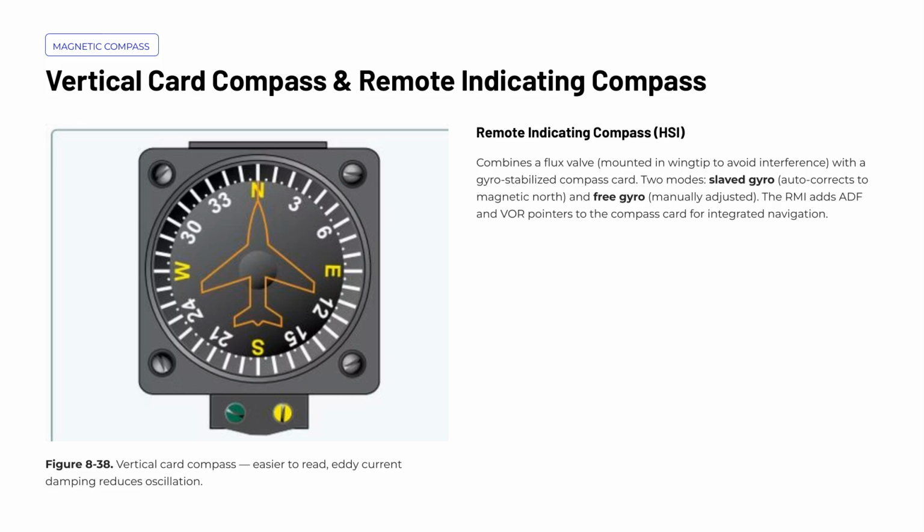The system operates in two modes. In slaved gyro mode, the system automatically corrects itself to align with magnetic north using input from the flux valve. In free gyro mode, the pilot manually adjusts the heading card as needed. When the remote magnetic indicator, or RMI, is incorporated, it adds ADF and VOR bearing pointers directly onto the compass card, giving the pilot an integrated navigation picture all in one instrument. This significantly reduces cockpit workload during instrument flight.